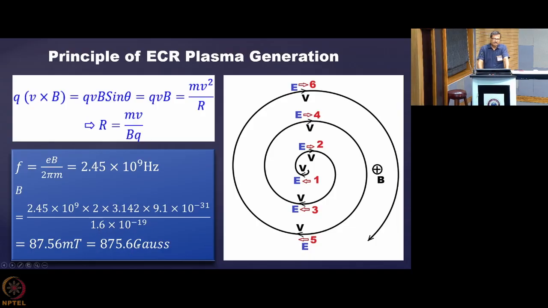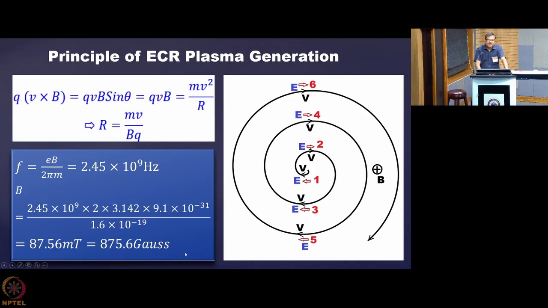So what are you getting here now? If you do the calculation properly, you will be able to see 19 plus 9, 28. So 10 to the minus 3 is coming over here, and then you multiply them and divide by 1.6, and you are getting 87.56 millitesla. So that is giving 875.6 Gauss.